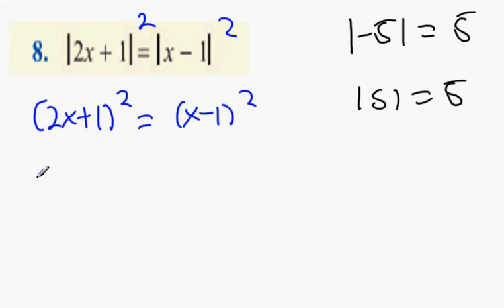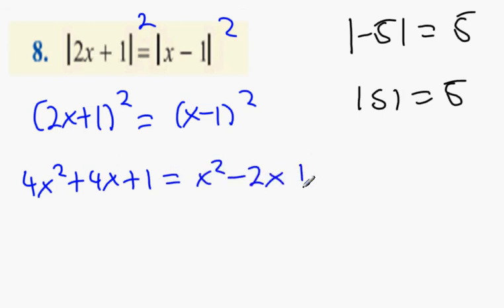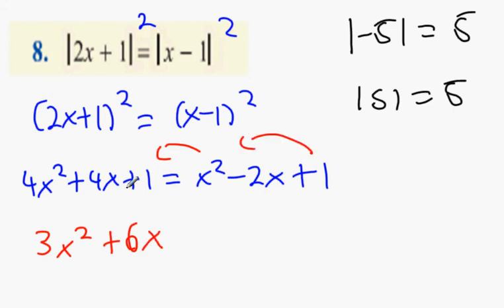We're going to square that out. We're going to get 4x squared plus 4x plus 1 equals x squared minus 2x plus 1. Bring all the x squareds over one side. We're going to get 3x squared plus 6x. Bring the 1 over the other side. It cancels with the other one.